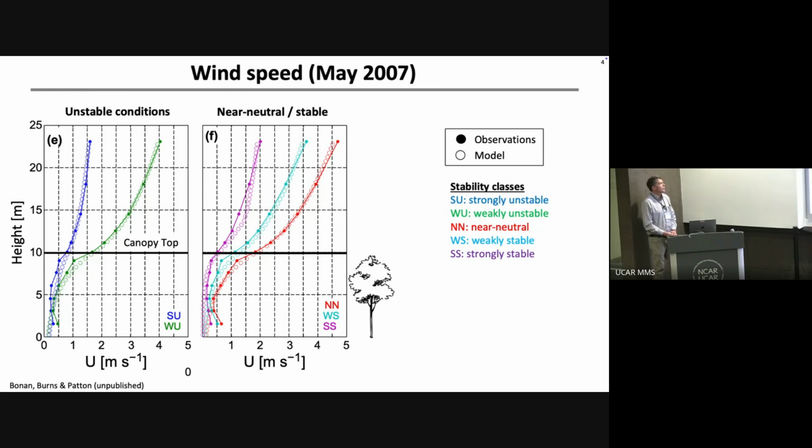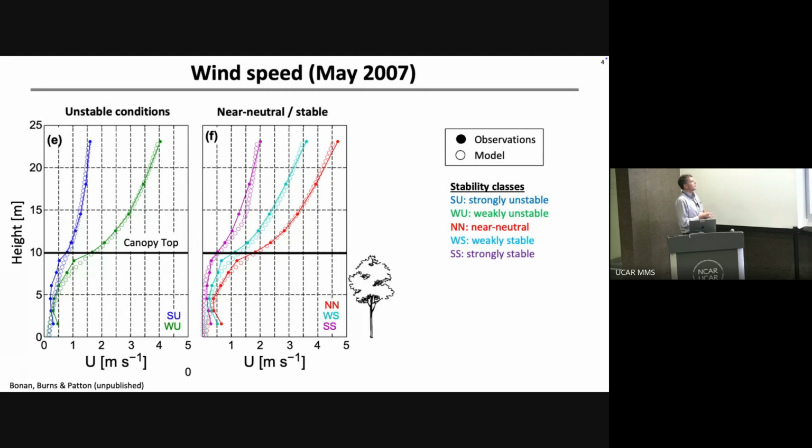This is looking at wind speeds in the month of May. It is the period when the leaves are out. We have stratified the data into 5 different periods based on stability. But just to orient you, the vertical axis is height through the canopy, and the canopy top is 10 meters. Horizontal axis is wind speed. And what you see is the profiles of wind within and above the canopy. The left-hand side is under unstable conditions, and the right is near neutral and stable conditions.